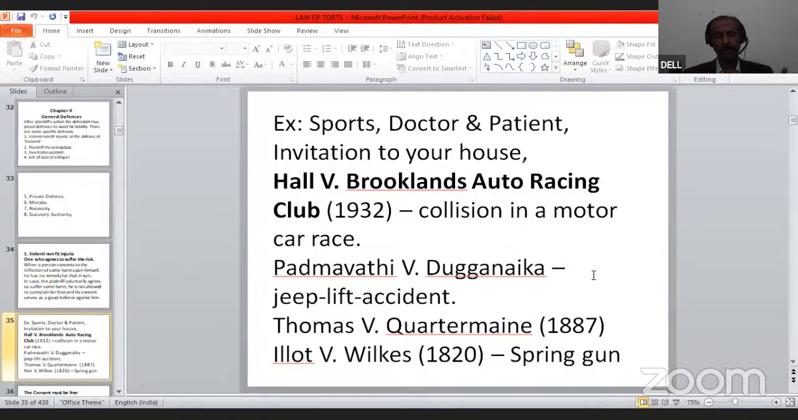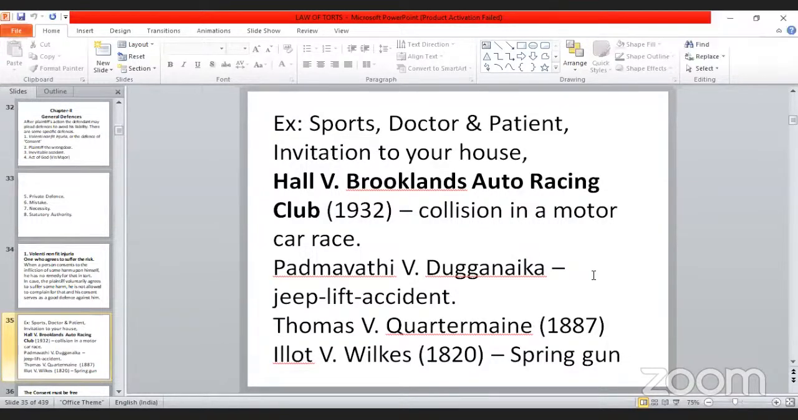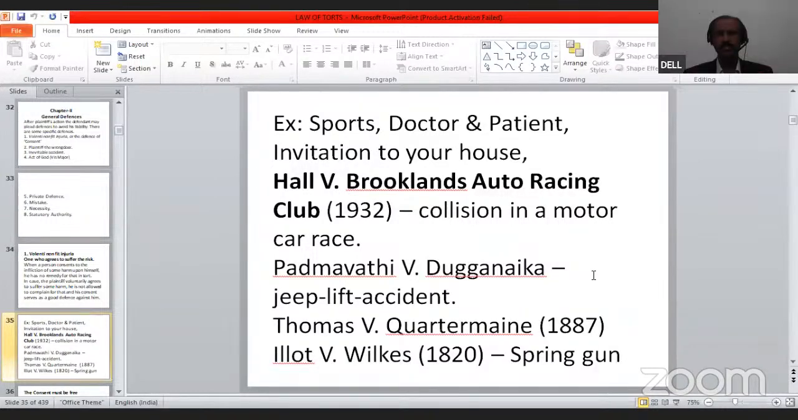Padmavati vs. Dugganayaka. A Jeep was being taken towards a petrol bunk.